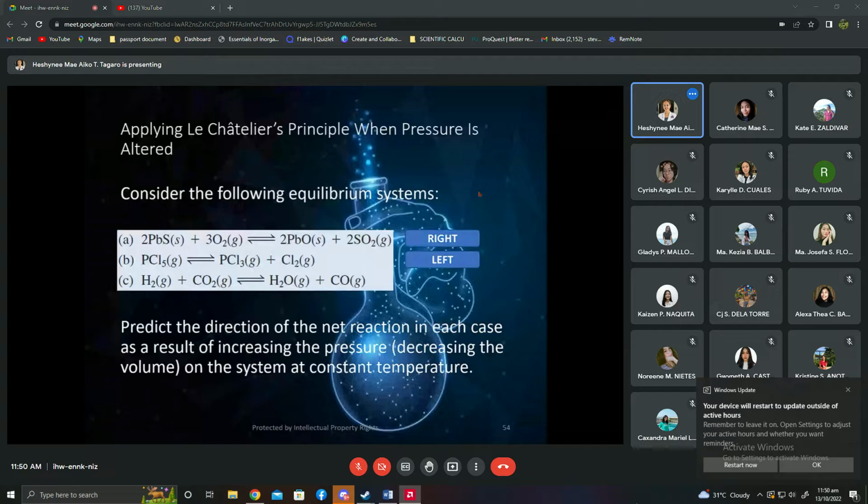Kaya again ha, in increasing the pressure, we need to decrease the pressure. And that is achieved when we shift to the side wherein there is fewer moles of the gas. Right? Next, what about letter C? Ano ay matabo sa letter C? As you can see, we have 2 moles of the reactants and 2 moles of the products.